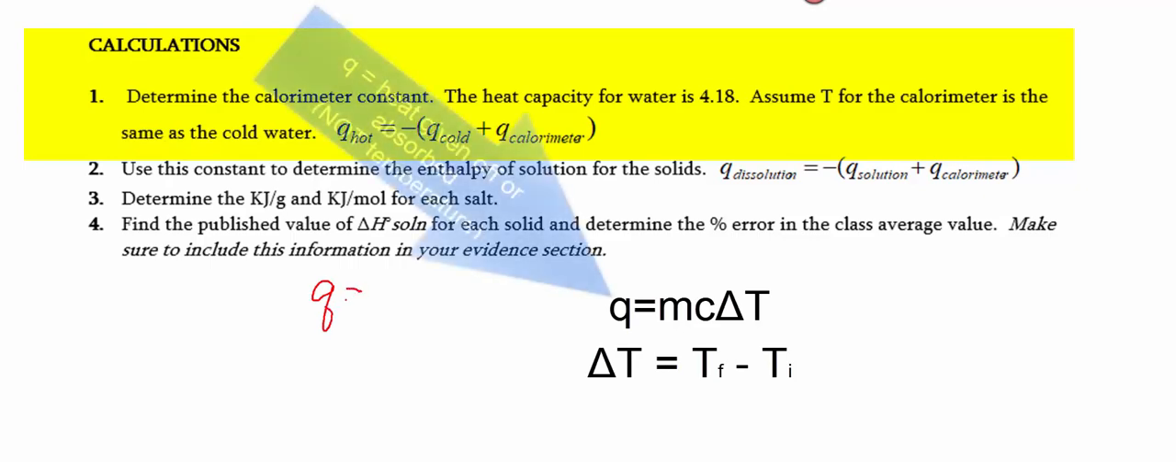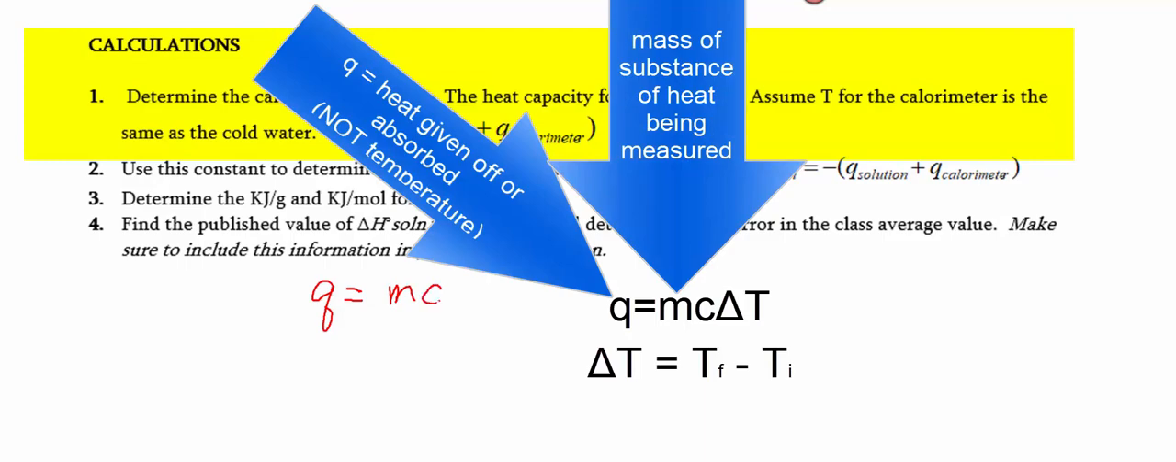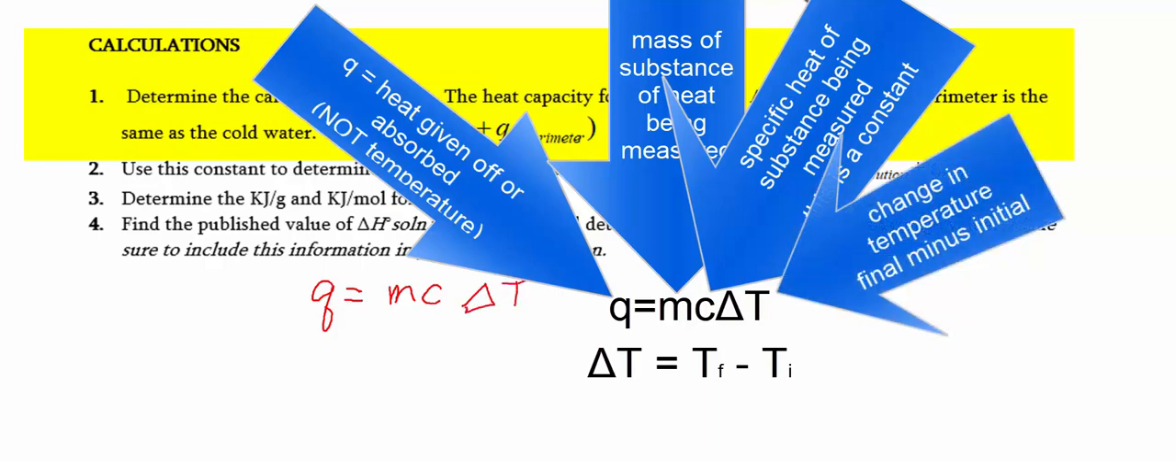So Q, which is the heat given off, is equal to M, which is the mass, times C, which is your specific heat capacity. This is a constant, times delta T. Sorry, I can't write very well with this mouse. Remember, delta T is final temperature minus initial temperature. So you could have a negative number here, depending on if your final is colder than your initial.